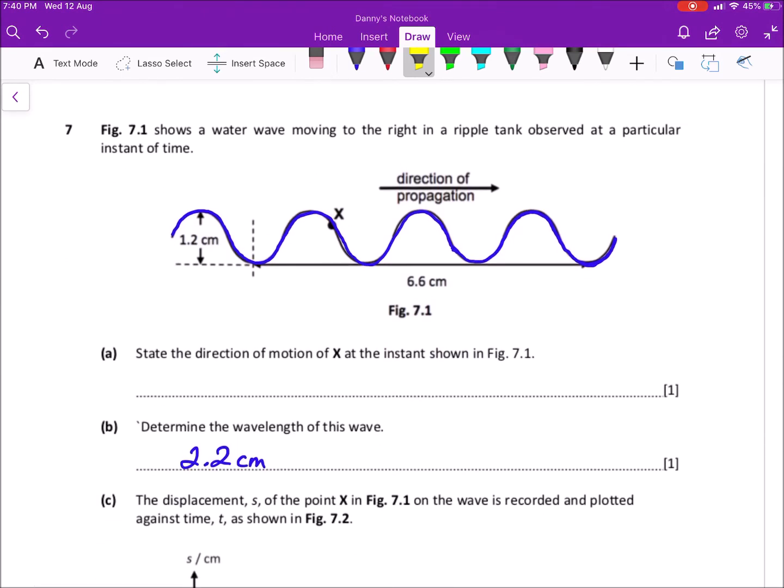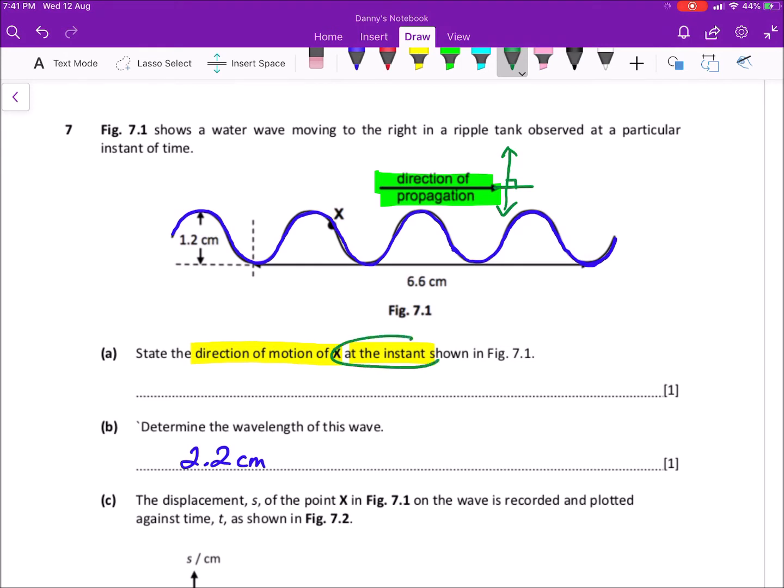Okay, this part here I will spend more time on because a number of you got it wrong. You have to state the direction of X at the instant. Some of you said that it will be perpendicular. Perpendicular means perpendicular to what? Some of you said that it is perpendicular to the direction of propagation. Okay, fair enough. Perpendicular to the direction of propagation means this.